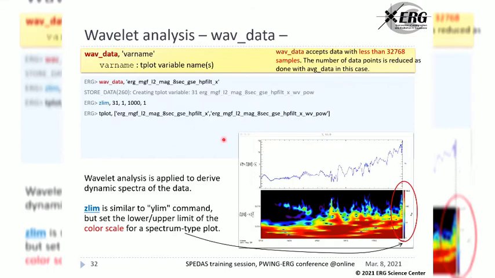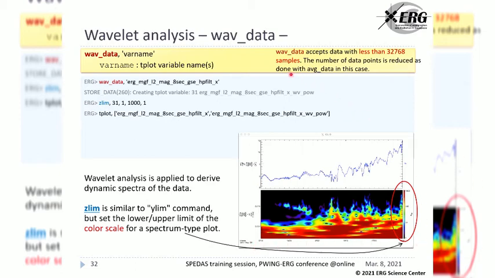Another approach to derive the frequency time diagram, we can use the wavelet analysis in SPEDAS. The command name is wav_data. So this is the example, wav_data and tplot variable name. Then we can see the new tplot variable here. And this is the result of the wavelet analysis. The top panel indicates the original waveform, and the bottom panel indicates the frequency time diagram.